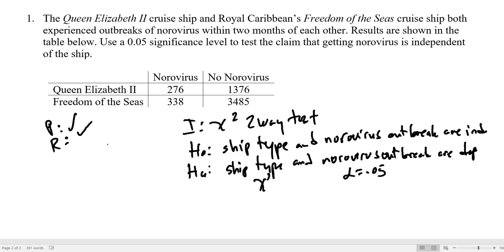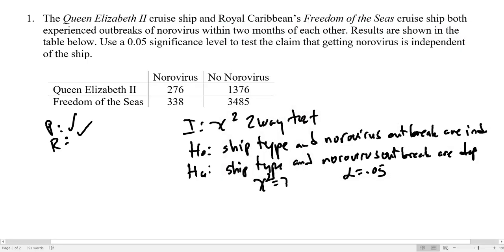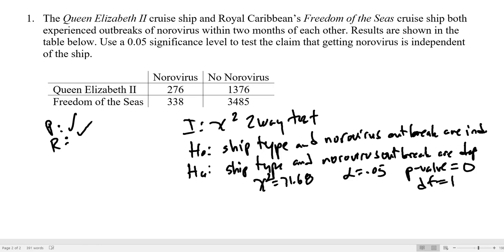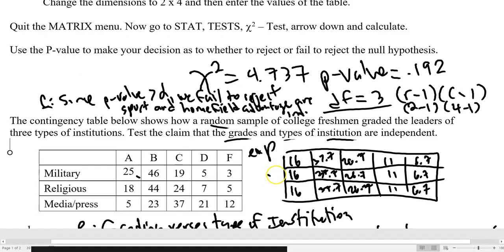We have a chi-squared of 71.68. We have a p-value of dang near 0. We have degrees of freedom, should be 1 this time. 2 minus 1, 2 minus 1, multiply those. Alright. And I'm ready to write the conclusion.